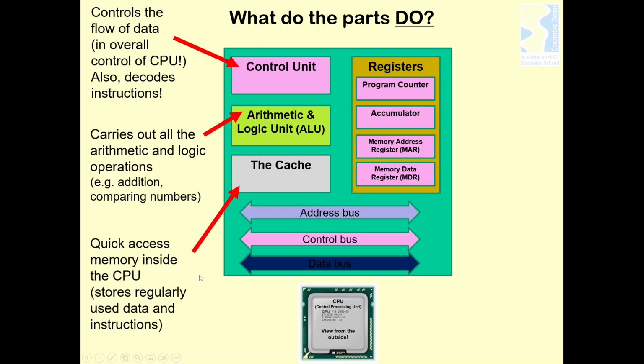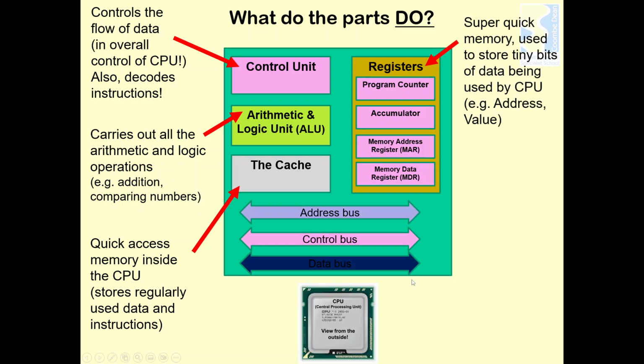The cache is quick access memory and it's inside the CPU and it stores regularly used data and instructions. It is quicker than going all the way to main memory. It's quicker to access. Registers are super quick memory. They are the fastest memory in the computer system, and they store tiny bits of data, things like a single address or a single value.